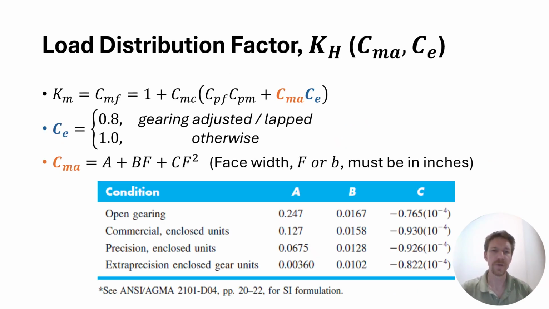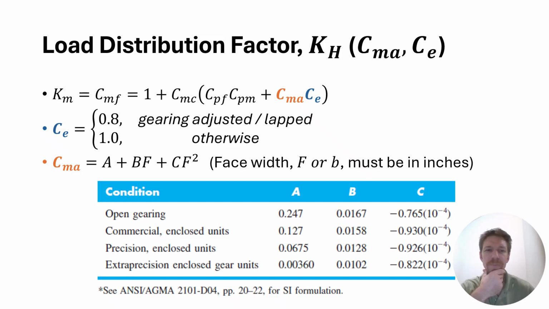The last two here are C sub E, and it's better for adjusted gears or lapped gears. Lapped means it's like very, very fine sanding, like buffing almost. So lapping is making sure that the gears are going to interface better. So you get a lower value, 0.8 for lapping.